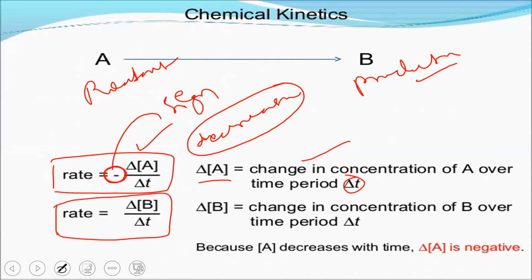On the other hand, if you want to write the rate expression with respect to the product, then how can I write this? See this. The rate is equal to the change in the products. Here the product means B. So the rate is equal to delta B by delta T, where delta B means the change in the concentration of B with time delta T.